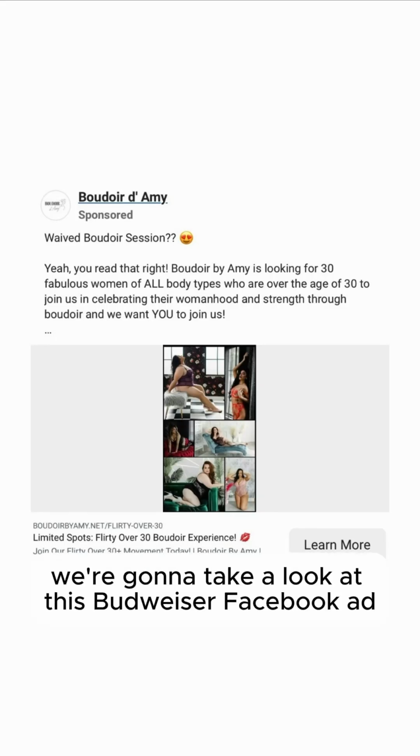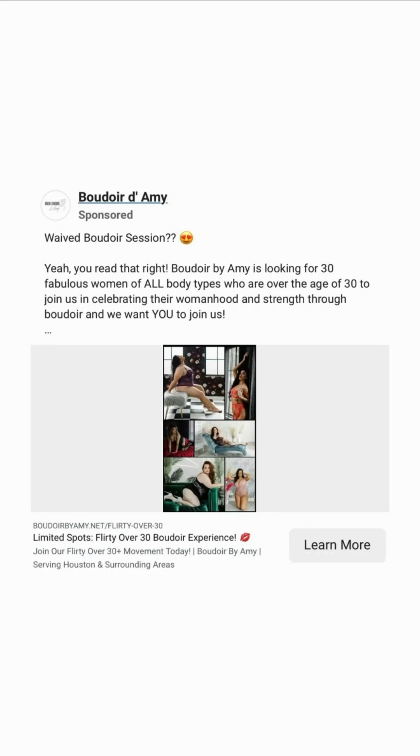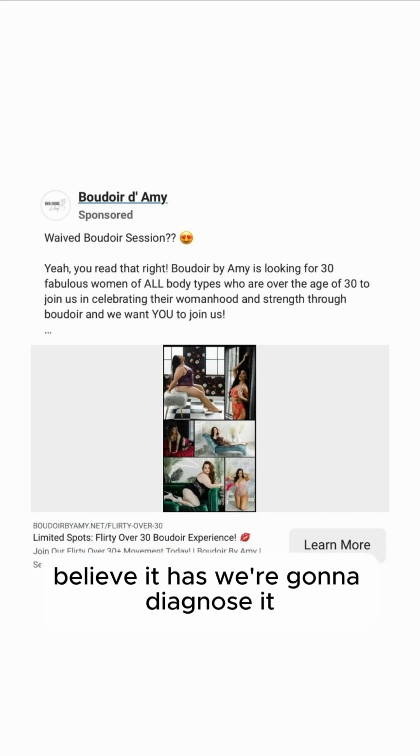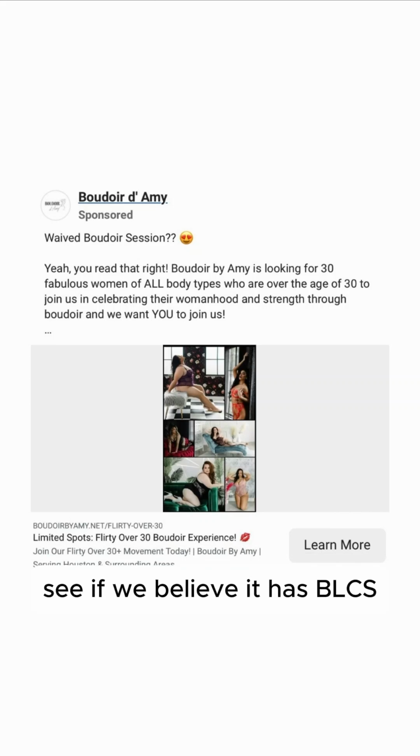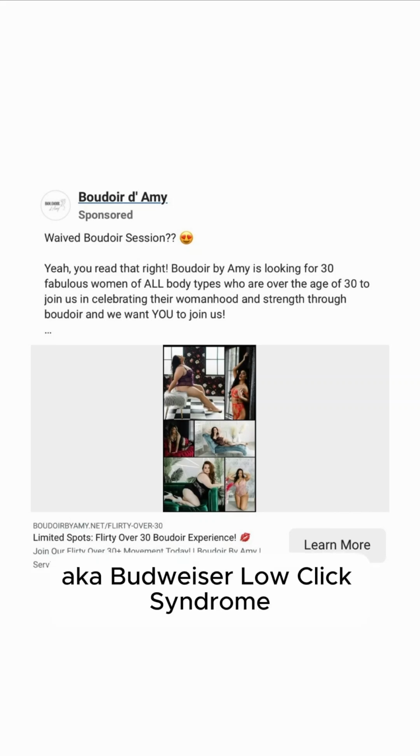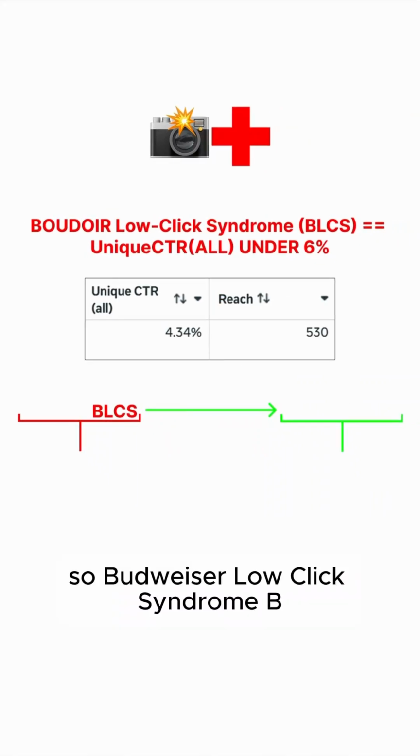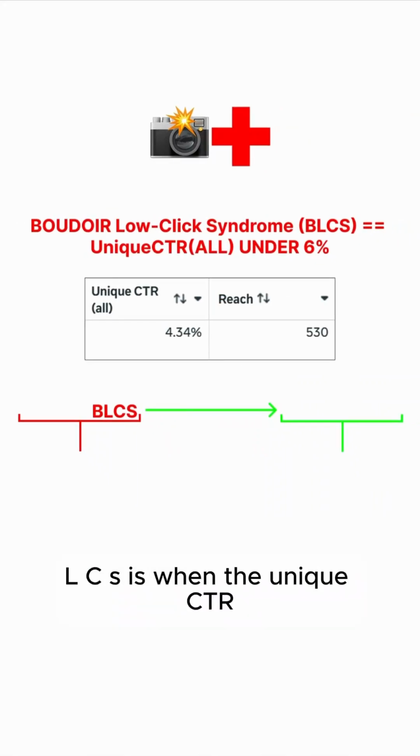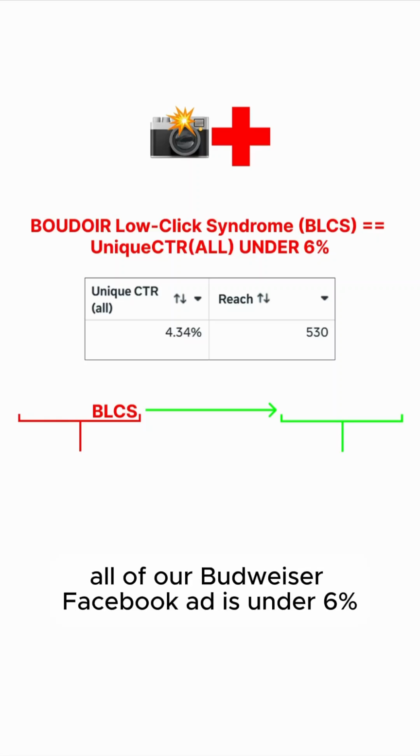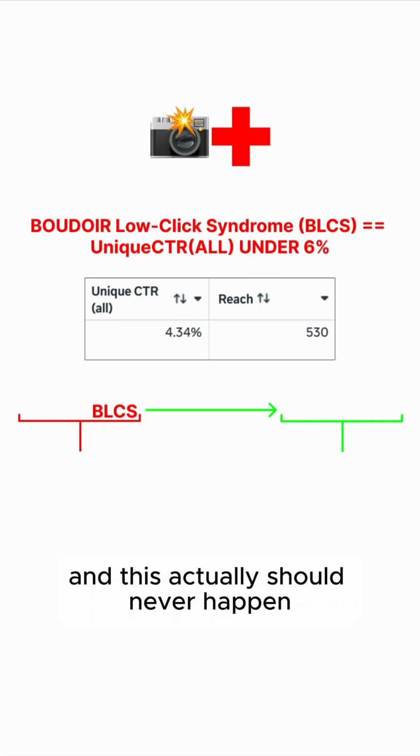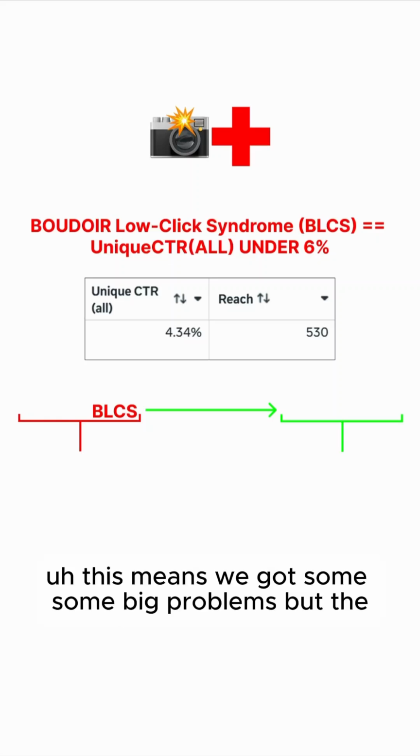All right, y'all, we're going to take a look at this Boudoir Facebook ad, and diagnose it to see if we believe it has BLCS, aka Boudoir low click syndrome. Boudoir low click syndrome, BLCS, is when the unique CTR of our Boudoir Facebook ad is under 6%. And this actually should never happen. This means we've got some big problems.